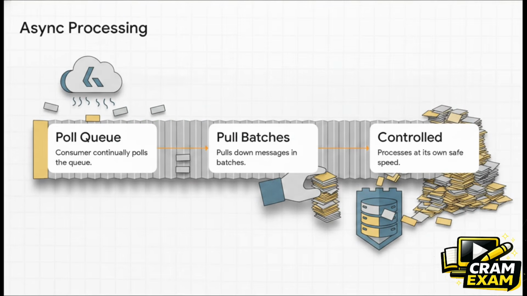Now let's see how this all comes together. The consumer, something like a Lambda function, polls that queue. It pulls down messages in batches and processes them at its own safe, controlled speed. So if 10,000 messages hit the queue instantly, your fragile legacy database doesn't get crushed under the weight. The queue just gets a little longer. You completely prevent backend overload by processing everything asynchronously.